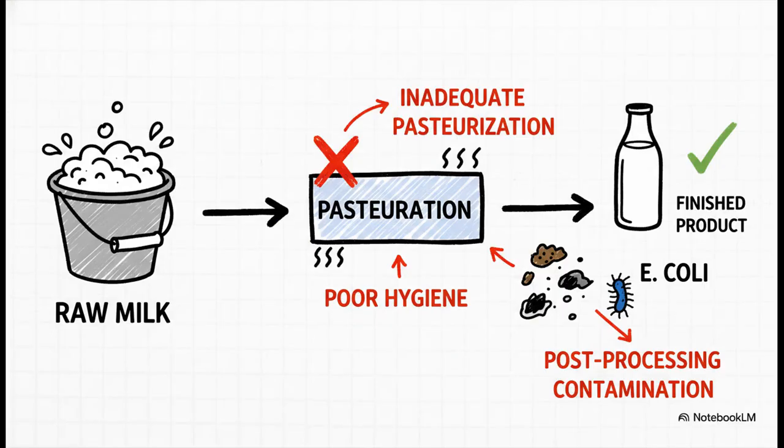Let's look at a perfect, real-world example. Pasteurized milk. The entire point of pasteurization is to heat the milk enough to kill off harmful bacteria, including E. coli. So you should never, ever find E. coli in finished pasteurized milk. If a lab does find it, it's like a detective finding a crucial clue.